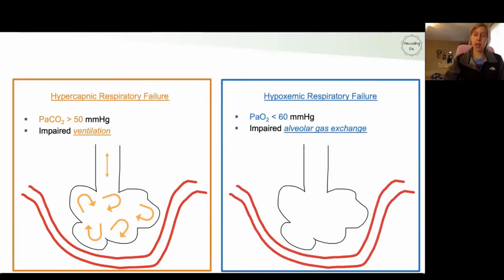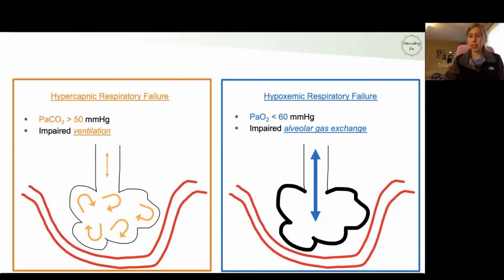Hypoxemic respiratory failure happens when there's impaired gas exchange. This means that we're getting enough air in, but there's something blocking the ability of that gas to communicate with the blood in the capillary.